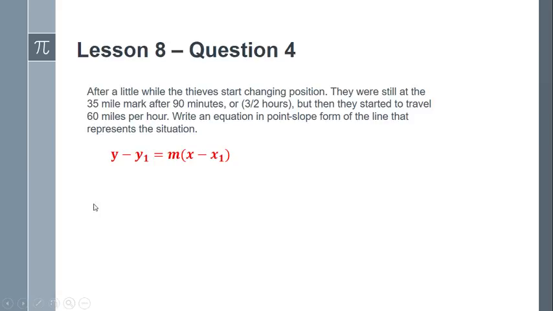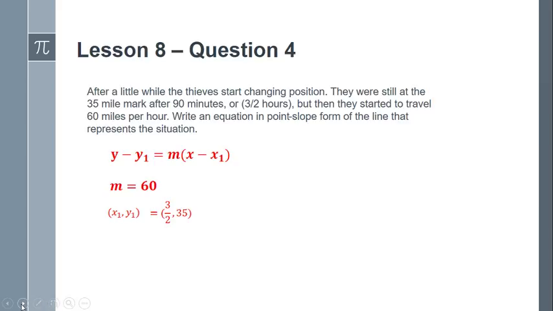Here they tell us that. It's already 60, so we already know that the slope is 60. Good, now we just need a point. We just need any point on that graph to plug in for our x1 and y1 into the equation. Well, we have one. They tell us that after 3/2 of an hour, or 90 minutes, the vehicle is at the 35-mile mark, or 35 miles away from the scene. Since we want our slope in miles per hour, we're going to use the hours, the 3/2 of an hour, not the 90 minutes.